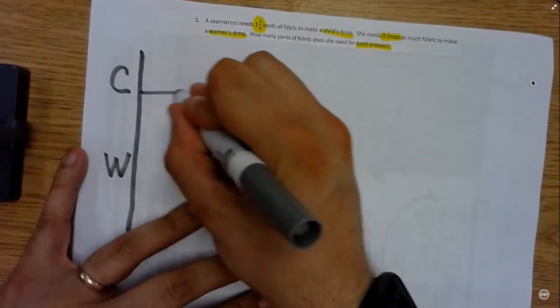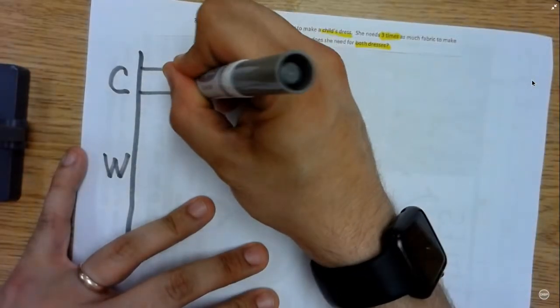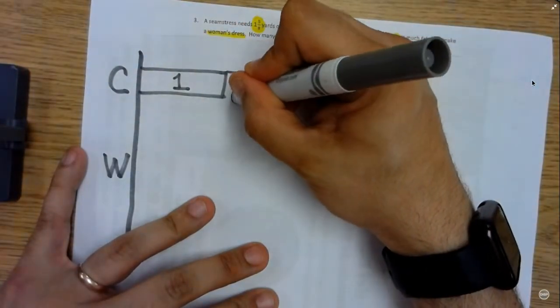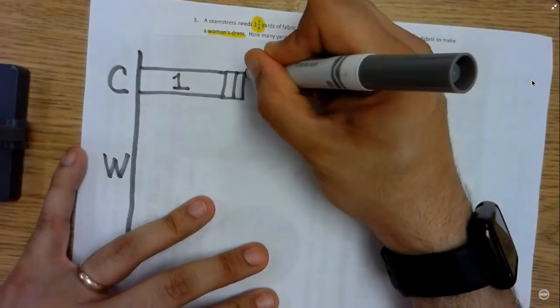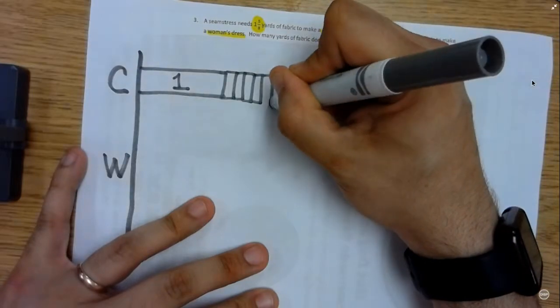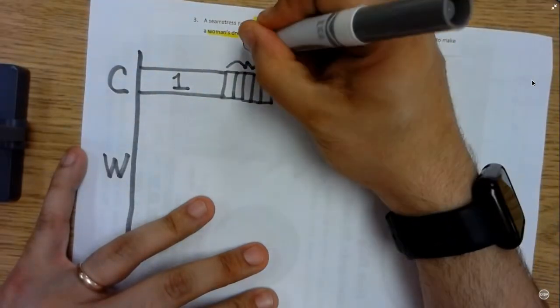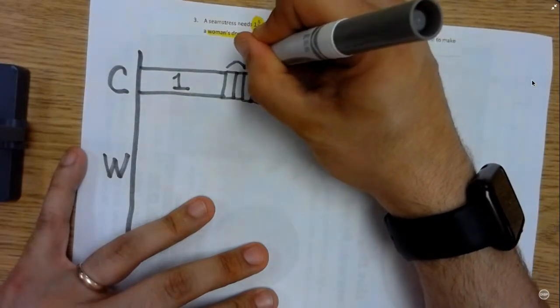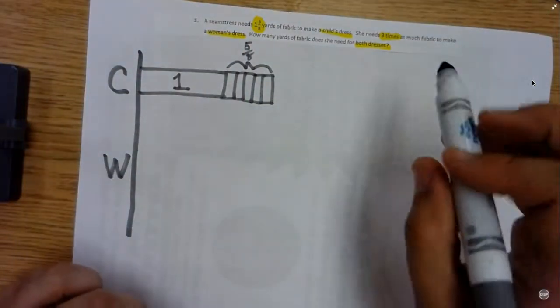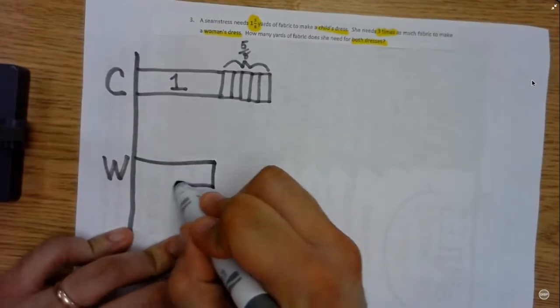So if the seamstress needs 1 5/8 yards, let's set this up. Here's 1. And again, I like to do it 5/8. 1, 2, 3, 4, 5. And I'm going to label that. That's 5/8. So to make a woman's dress, we're looking at 3 times as much. So that's 1.